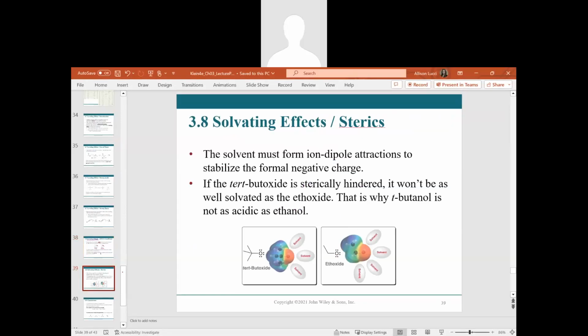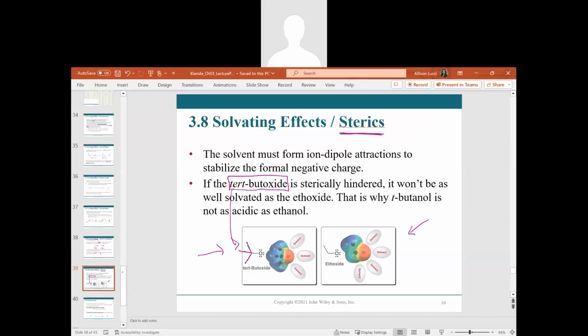So let's take a look at these solvating effects when sterics come into play. So we have a tert-butoxide ion on this side, and then we have our ethoxide ion over here. Both of these species have been deprotonated, and notice that this tert-butoxide over here is what we call sterically hindered. There are these groups coming off of that central carbon, these methyl groups, that block the solvent from reaching certain parts of that molecule.